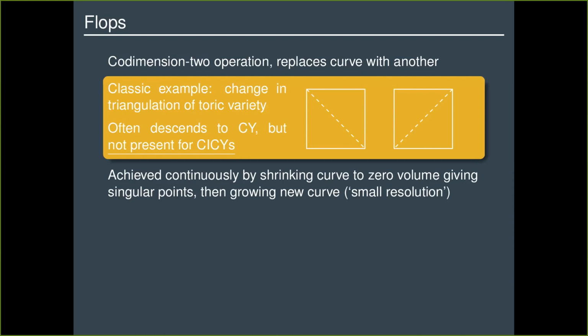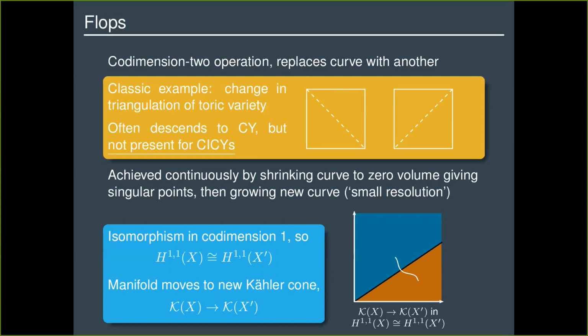A flop can be achieved continuously. This is one way to think about it: by shrinking the curve to zero volume, which gives a singular point, and then growing a new curve, which is called a small resolution. Like I said, this is a codimension 2 operation, which means it's an isomorphism of the space in codimension 1. So in particular, the space of divisors is preserved.